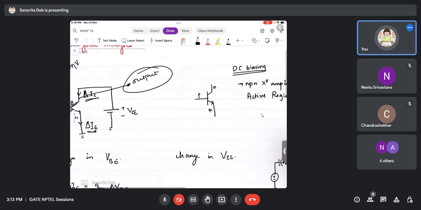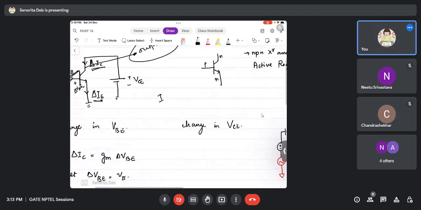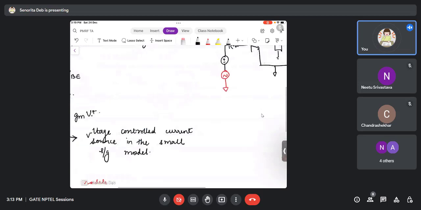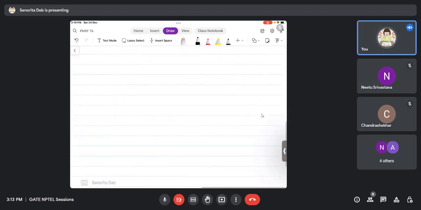So we have seen that GM was equal to IC upon VT, right? So this was when there is no change in the input, right? So we had seen that GM equals IC upon Vt. This was for DC conditions, right? So now when there is a small change, delta VBE, we will see that now the transconductance will make this change appear at the output in this way. Okay, so this is the change in current that we talk about.